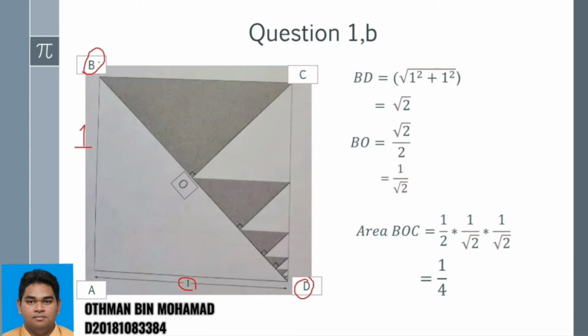Now we must find BO. BO equals square root of 2 over 2, which is equal to 1 over square root of 2. Now we know the length of BO. Now we must find the area of BOC, which is 1 over 2 multiplied by 1 over square root of 2 multiplied by 1 over square root of 2. Now we can find the area of BOC is 1/4.